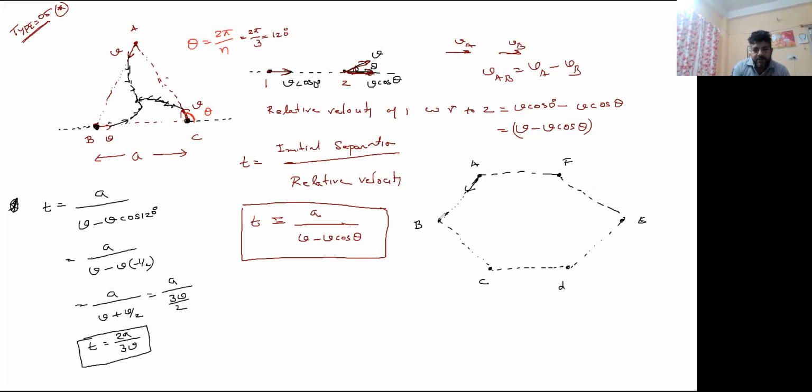So A is approaching B, B is approaching C, C is approaching D, D is approaching E, E is approaching F, F is approaching A. So where they meet at the center, like this.